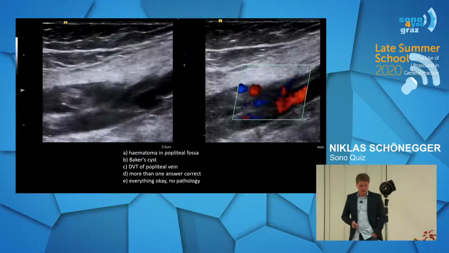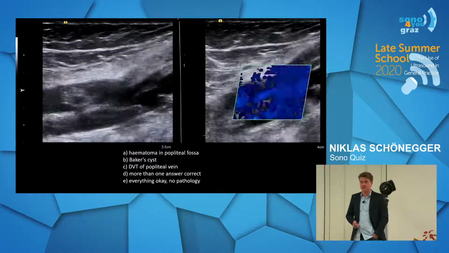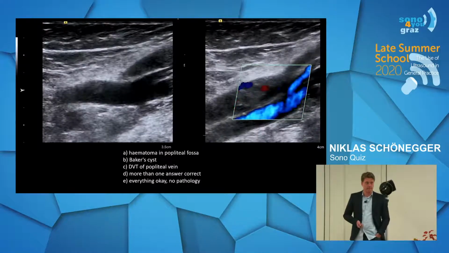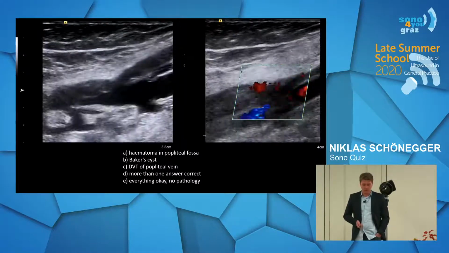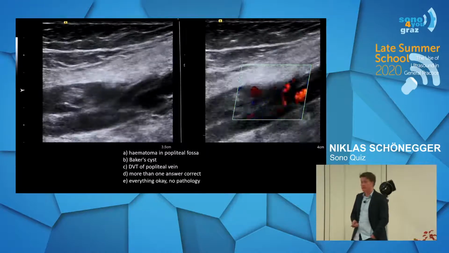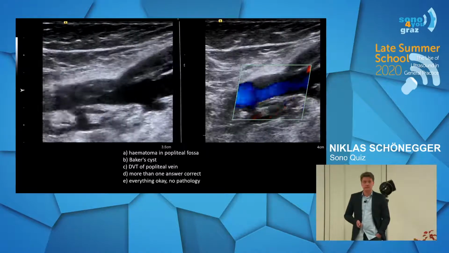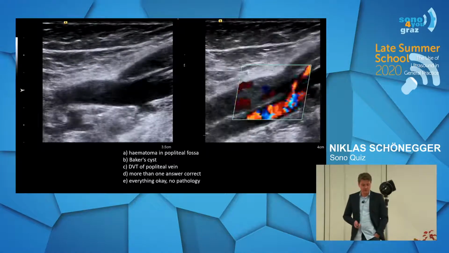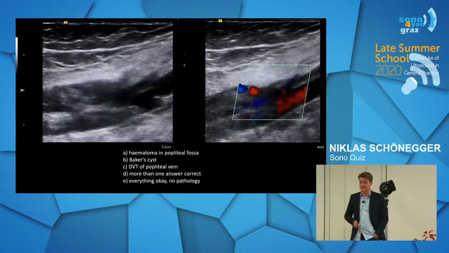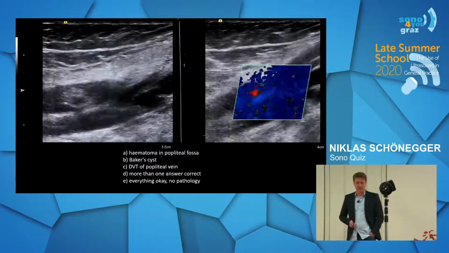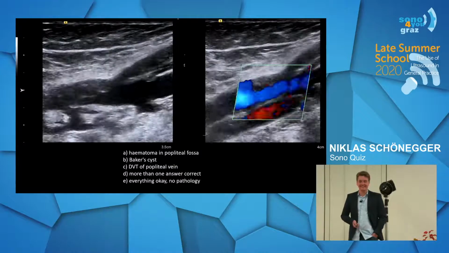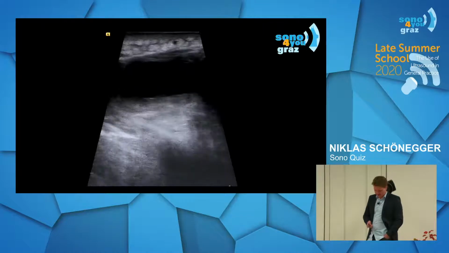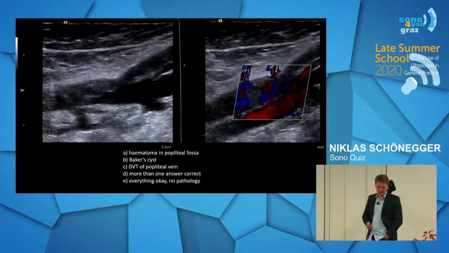So if you think this is a hematoma, please raise your hand. Okay, no one. Baker cyst? Oh, no one. Does anyone think this might be a deep vein thrombosis? Okay, almost everyone. Does anyone think that there's more than one correct answer? No one. And does anyone think everything is okay? No one. Okay. So the correct answer is, this is a deep vein thrombosis.